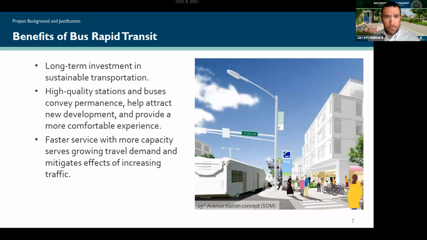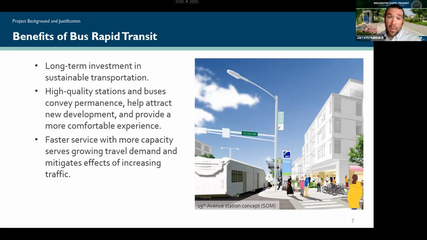Next slide. So what were the benefits of downtown bus rapid transit, or BRT for short? Long-term investment in sustainable transportation. We're hoping to utilize 60-foot electric buses to help with those sustainable goals. We're looking for high quality stations and buses that help convey a permanence to the system that will be around for a very long time.